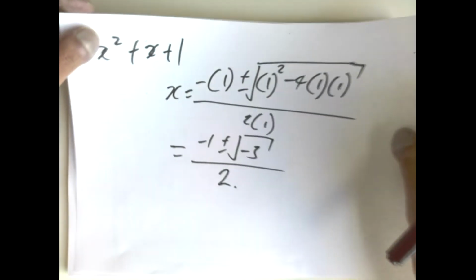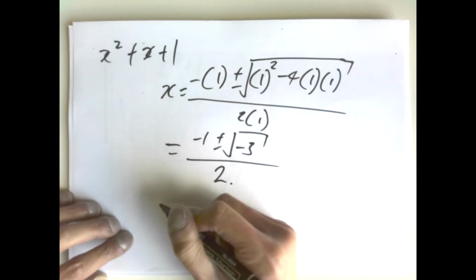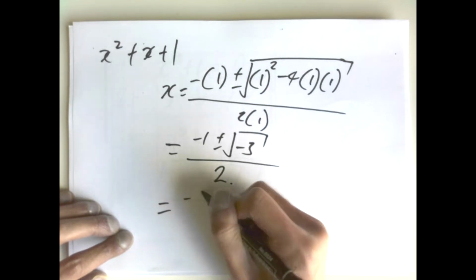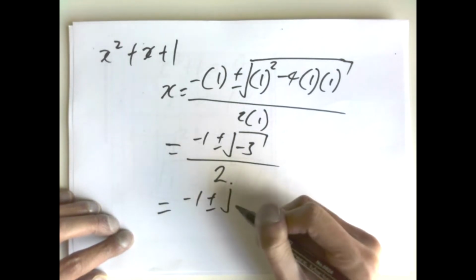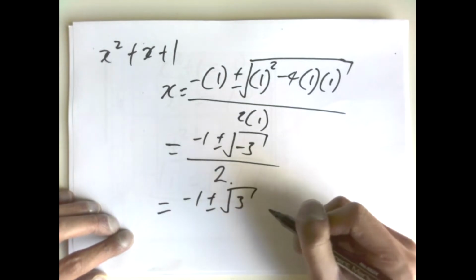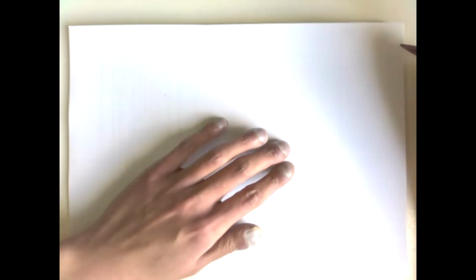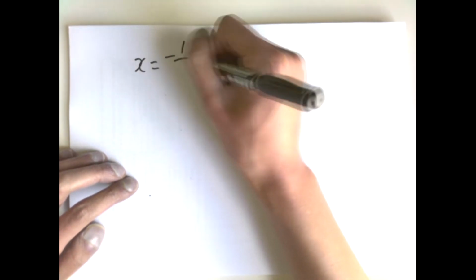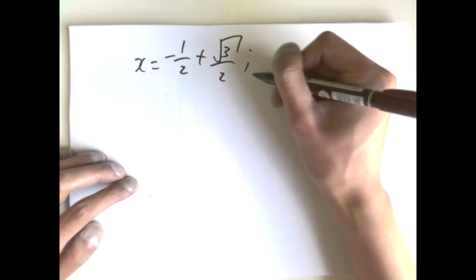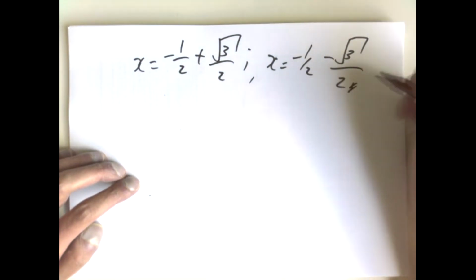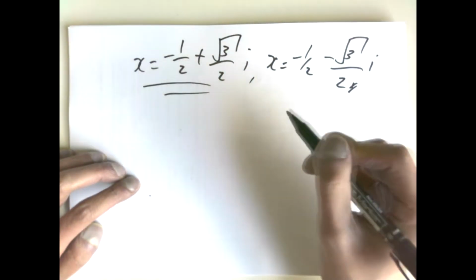Going back to this quadratic, we can solve it to be minus 1 plus or minus square root of 3 i, all over 2, leaving our two roots, and these will be our two roots.